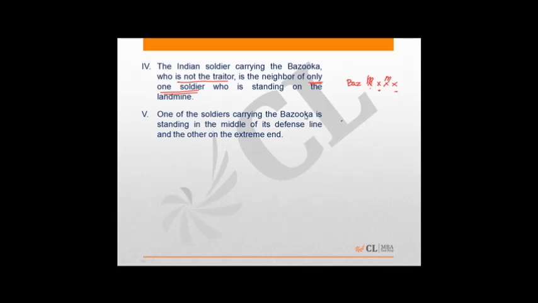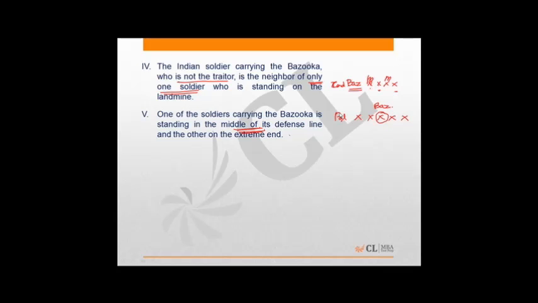Fifth statement tells us one of the soldiers carrying the bazooka is standing in the middle of his defense line and other on the extreme end. Okay, so we have extreme end in the case of India. So the Palestini soldiers, who are 5 in number, they are standing in the middle. The soldier carrying the bazooka is in the middle of its defense line. So this is the person who is going to carry a bazooka.